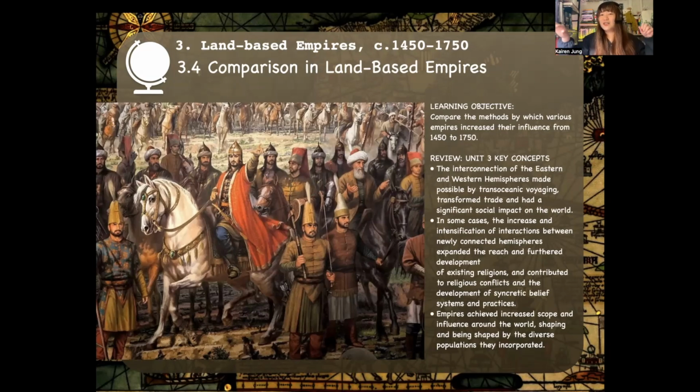The interconnection of the eastern and western hemispheres made possible by transoceanic voyaging transformed trade and had a significant social impact on the world. In some cases, the increase and intensification of interactions between newly connected hemispheres expanded the reach and furthered the development of existing religions and contributed to religious conflicts and the development of syncretic belief systems and practices. These empires achieved increased scope and influence around the world, shaping and being shaped by the diverse populations they incorporated.